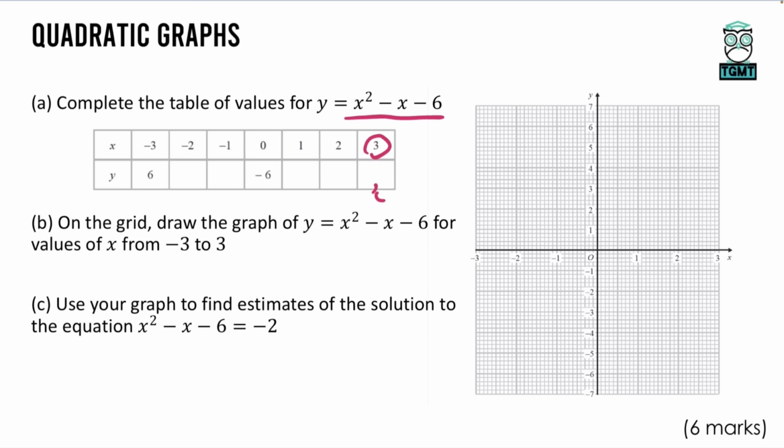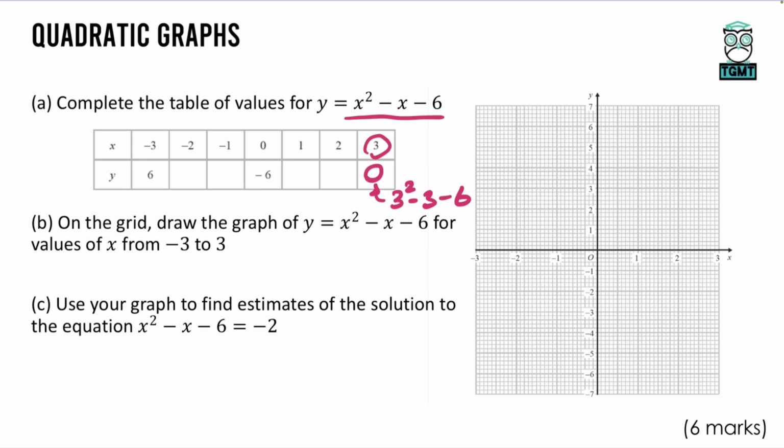So for this one here, we're going to do 3 squared minus 3 minus 6, replacing the x with my x value, and then just typing it into the calculator. That one there gives me 0. So that's 9, take away 3, take away 6, which is 9 minus 9.